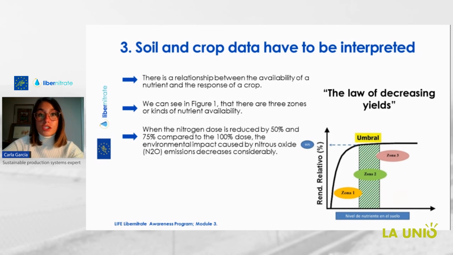Zone 1 corresponds to low relative yields related to low levels of nutrient in the soil. Here, the probability of response to the addition of a limiting nutrient is very high. In Zone 2, we approach the critical threshold that defines sufficiency. In Zone 3, the threshold has been exceeded. Some studies show that when the nitrogen dose is reduced by 50% and 75% compared to the 100% dose, the environmental impact produced by nitrous oxide emissions decreases considerably without losing productivity.